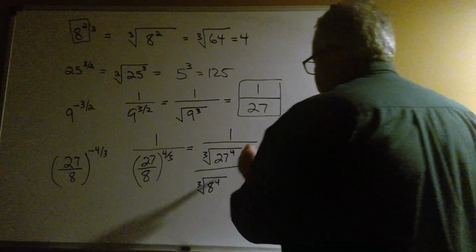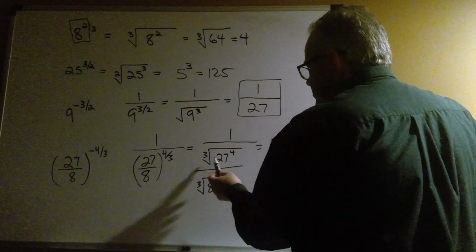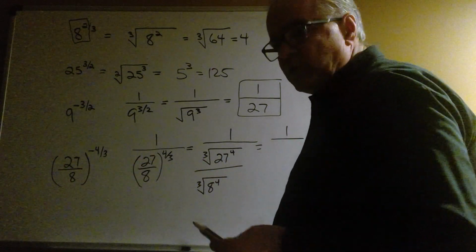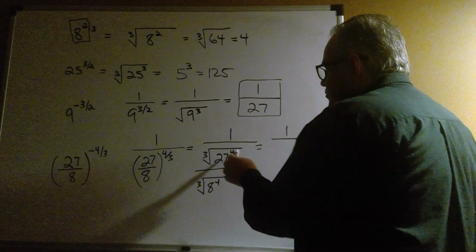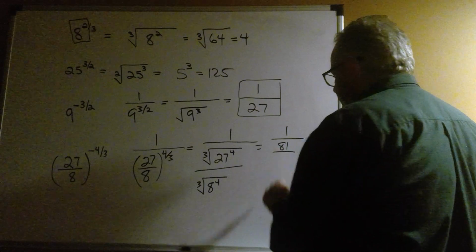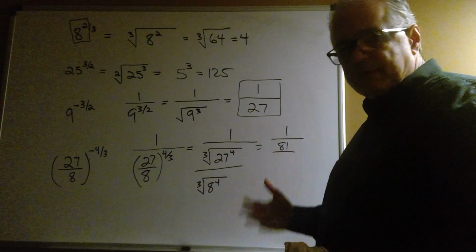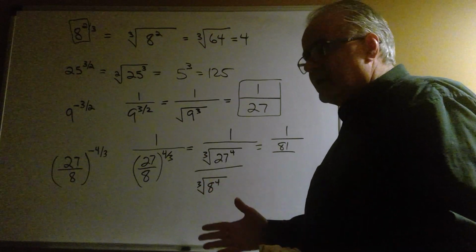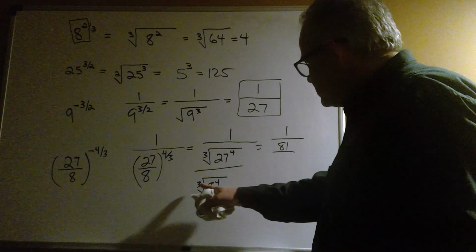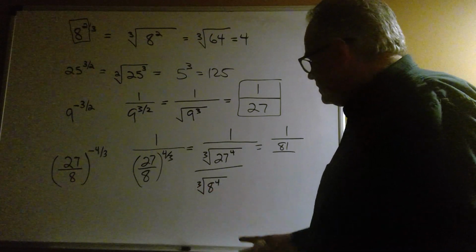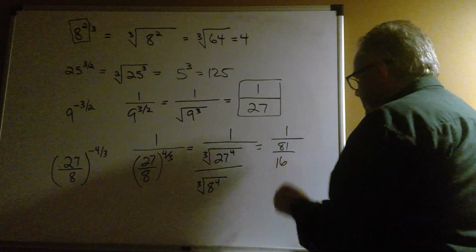Okay, good enough. So now I'm going to have 1 over, let's see, I've got the cube root of 27. The cube root of 27 is 3. And 3 to the fourth power is 81. 3 times 3 times 3 times 3. Or 9 times 9, 81. Okay, and then I've got this on the bottom to say, what's this going to be? The cube root of 8 is 2, and 2 to the fourth is 16.